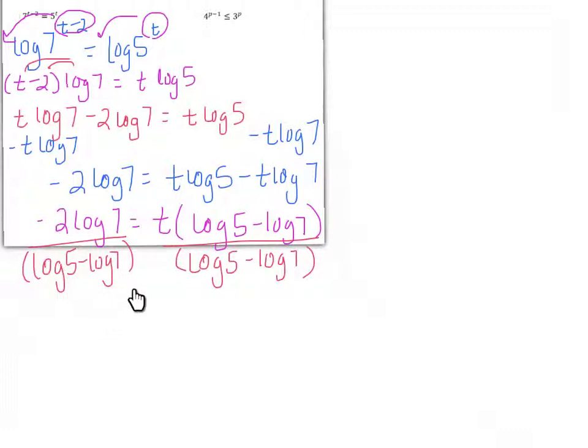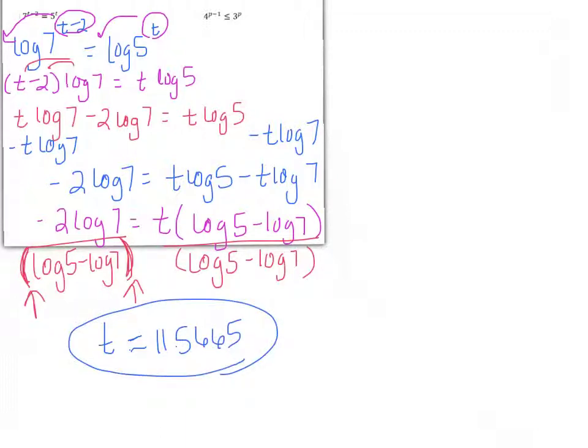If you do plug this entire expression in your calculator, these parentheses here are an absolute must, because you want to divide by that whole quantity of log of 5 minus log of 7. But when you do that, you get t to be about 11.5665. Once again, leaving it to 4 decimal places.